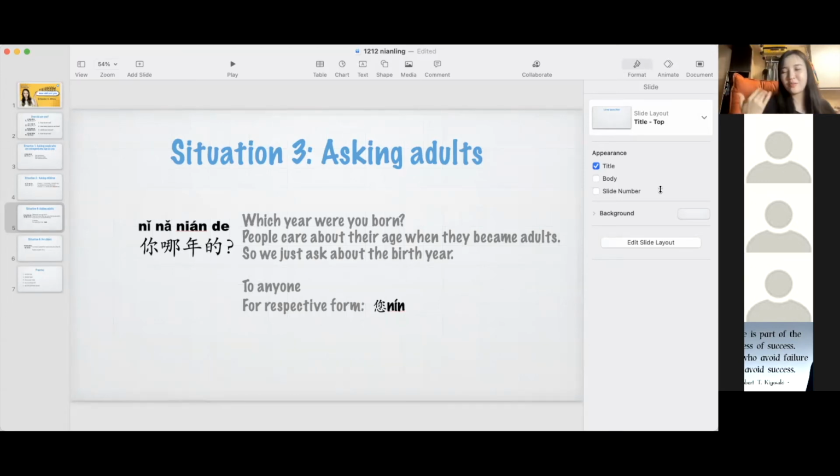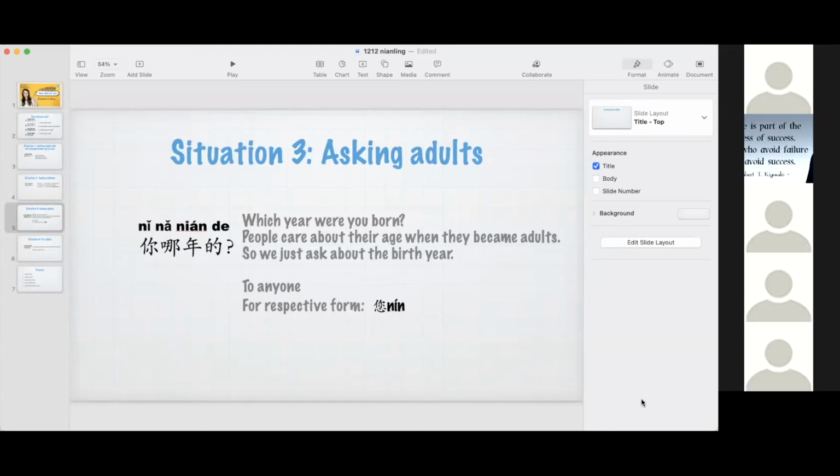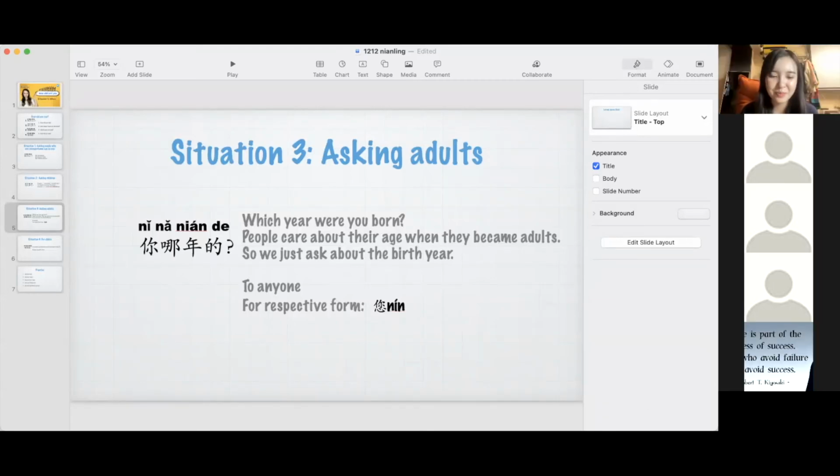So we were all born in 19-something. No matter our parents or even grandparents, nobody was born in 18-something, from the last century. We're all born in the 20th century. So we just use the last two digits. 我98年的, 我88年, 我06年的, like this, right? Any questions? We have such a short class today because we don't have many people to participate.